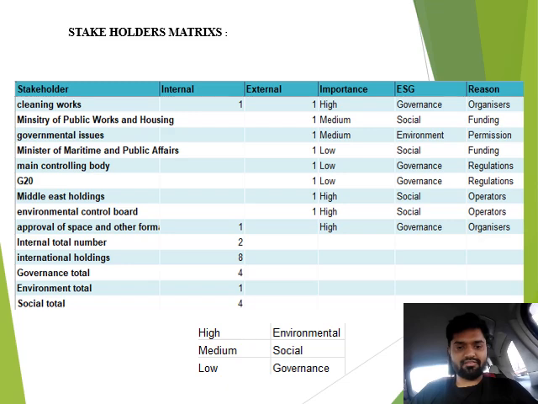Next is the Ministry of Public Works and Housing, governmental issues, Minister of Maritime and Public Affairs, main controlling body, G20, Middle East Holdings, Environment Control Board. So these are all the stakeholder metrics, these are going to be your whole stakeholders in your project. Some are low, some are high, some are medium: high environmental, medium social, low governance. All of them are equally important while carrying out any successful project. When it comes to the project manager, they need to see that everything is going on completely. The stakeholders are interested in your project, and they are ready to take stakes in your project for the successful running of the project in the end.